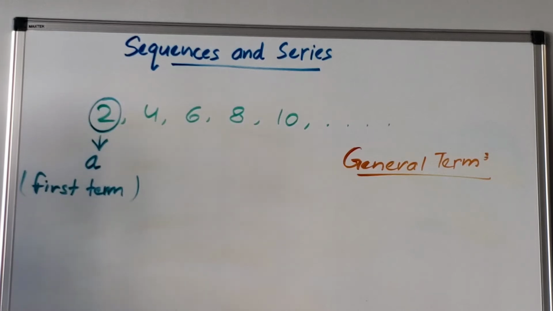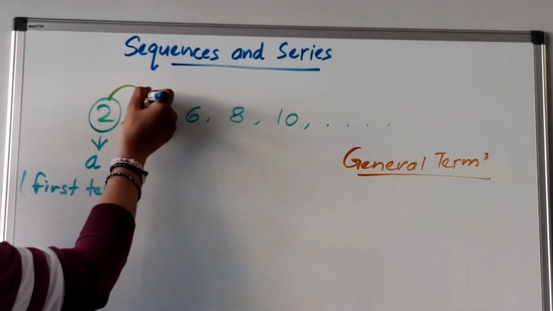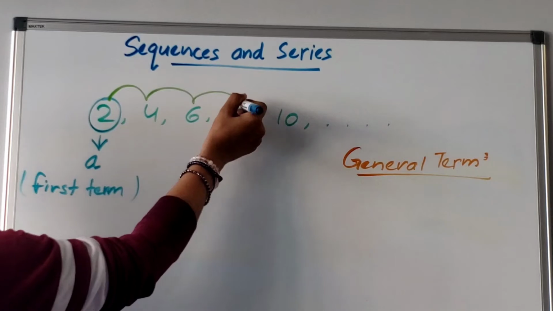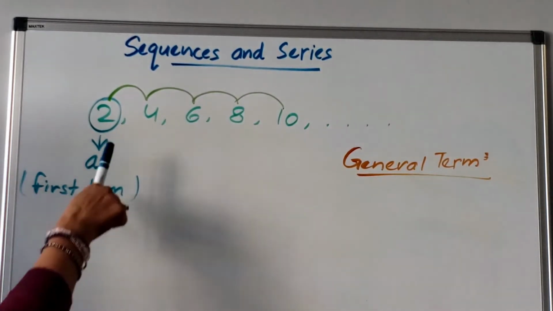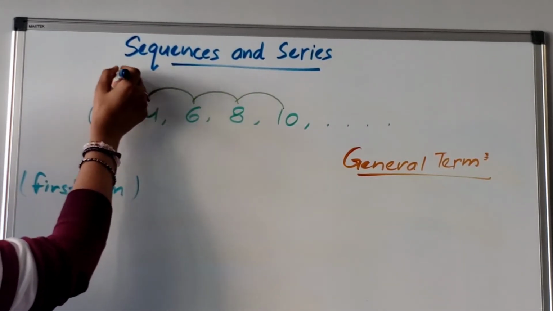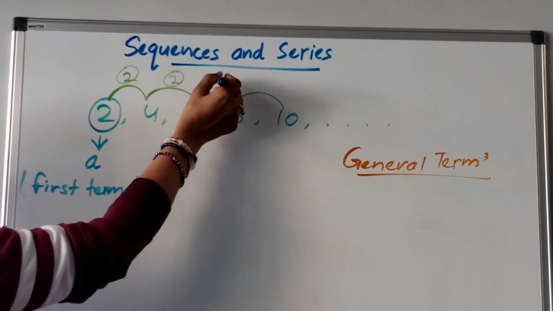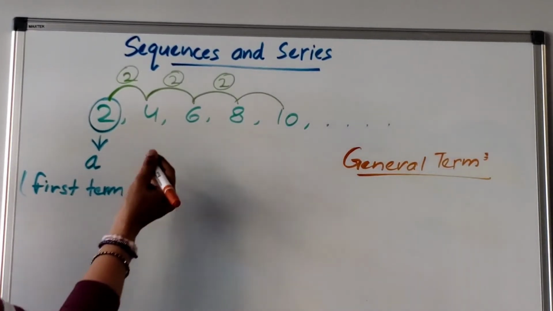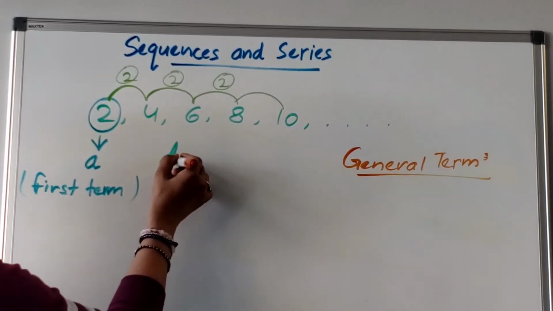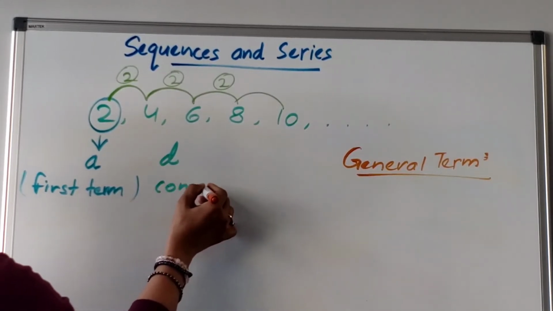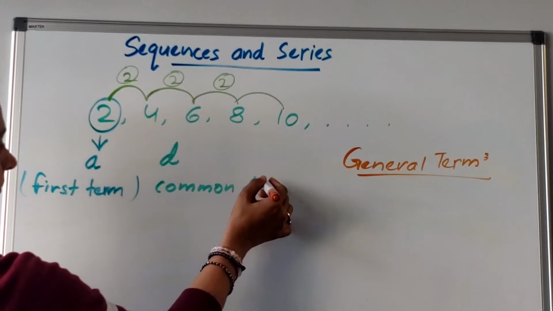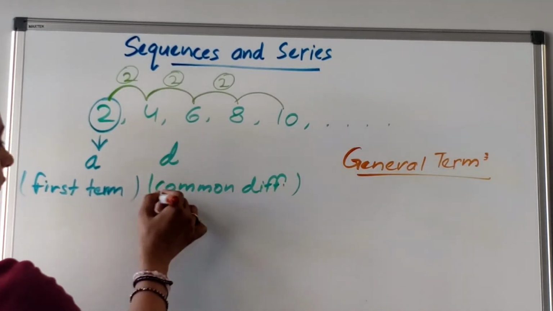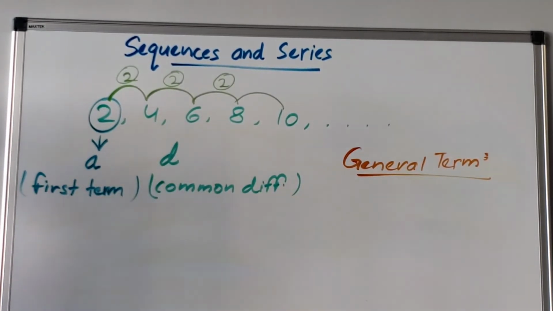The second important thing to notice here is by what number the terms are changing each time. As you see here, the terms are changing by a 2 each time. So the number by which the terms are changing each time is called the common difference. That's noted by D, and that's common difference. I'm writing the short form here, right?